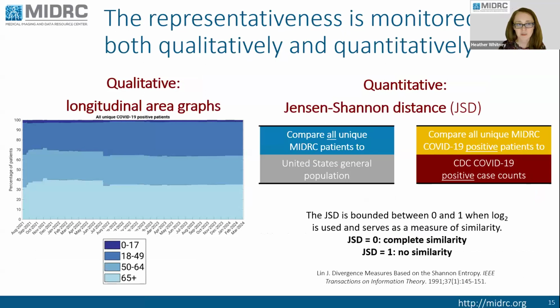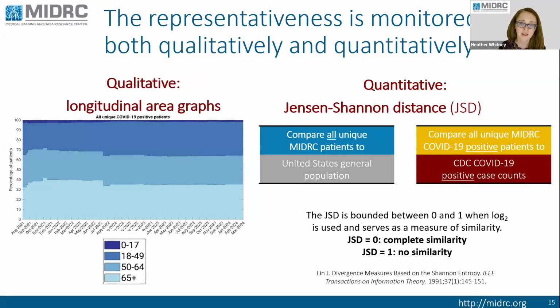And so we monitor this both qualitatively and quantitatively. Qualitatively, we watch longitudinal area graphs. You can see here an update of our data. This is all unique COVID-19 positive patients, tallied by age ranges on the left. And then we do this quantitatively through the Jensen-Shannon distance.